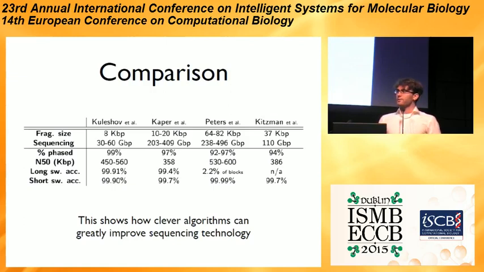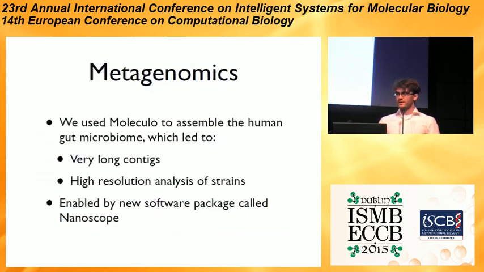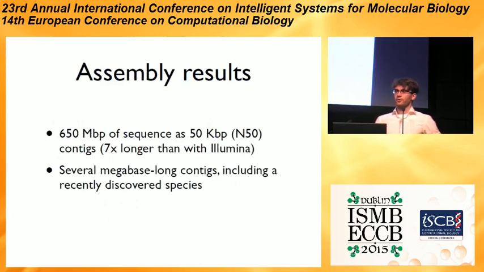Now, we're also trying to do something similar on several other applications. One of these applications is metagenomics. We're currently trying to sequence the human gut microbiome using Moleculo. And we're also working on a tool called Nanoscope that will make this easier for users. There are two advantages of Moleculo for metagenomics. The first is assembly quality. On our data set, we were able to assemble more than 600 megabases of sequence into 50 kilobase long contigs, which is 7 times longer than what we had with Illumina.